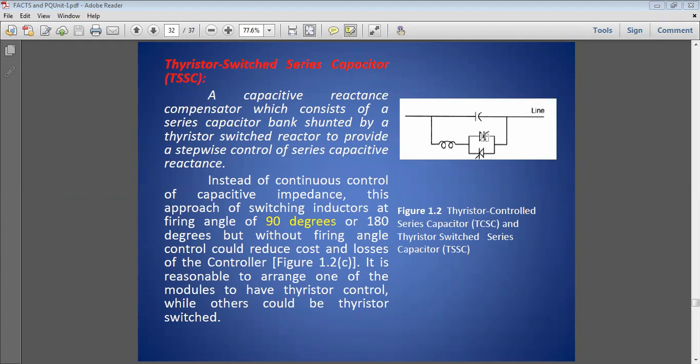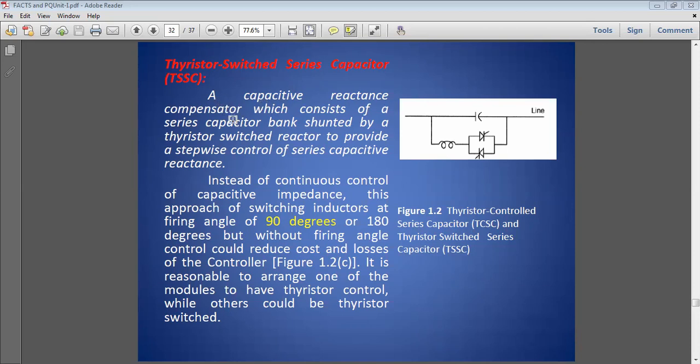When the firing angle is equal to 180 degrees, it means that the thyristor is switched off and the entire current is going to flow through the capacitor. And second, when the thyristor is conducting, the current is diverted through the reactor and the capacitor does not come into series with the transmission line. So it is acting as a switch. Therefore, it is called a thyristor switched series capacitor.